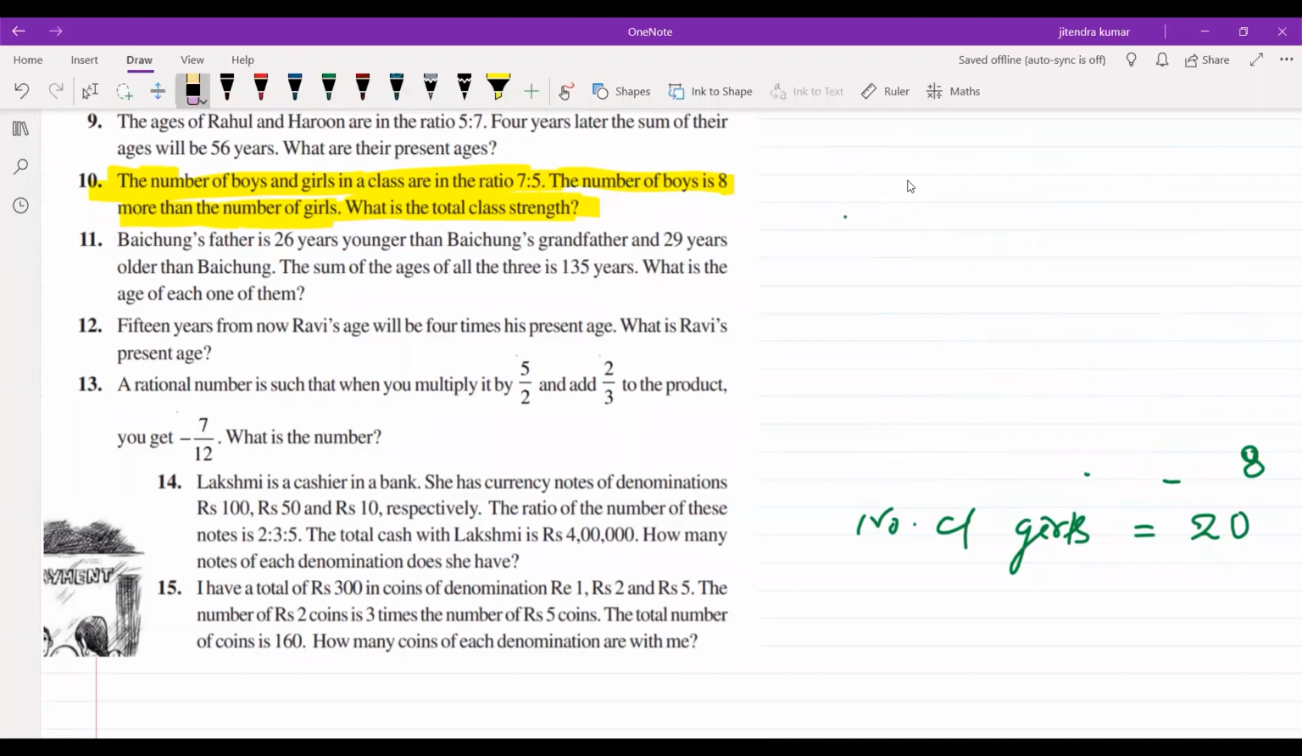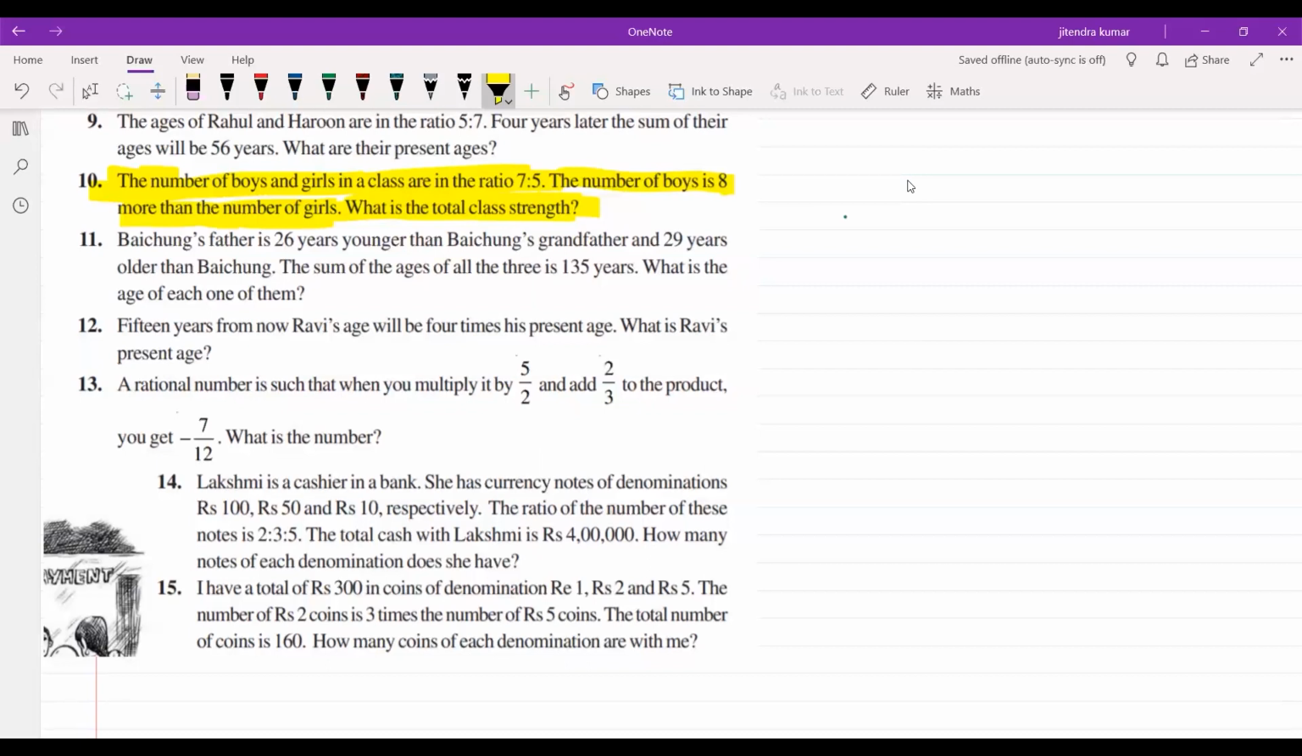Now we will do question number 11. Let's move to question number 11. Question number 11 says Baichung's father is 26 years younger than Baichung's grandfather, and 29 years older than Baichung.